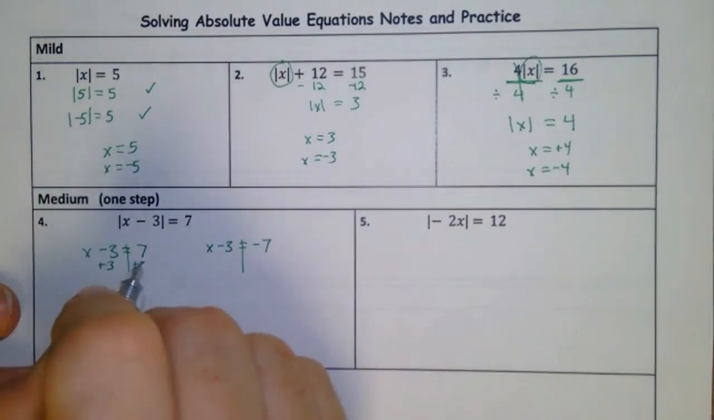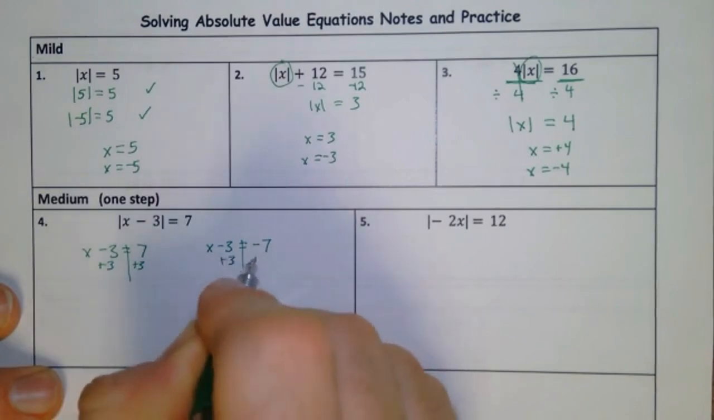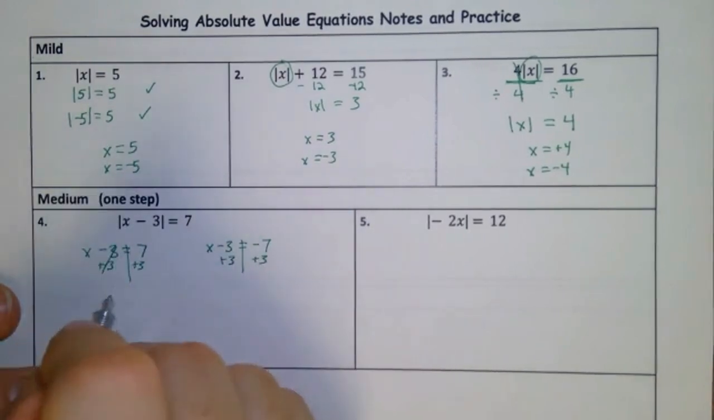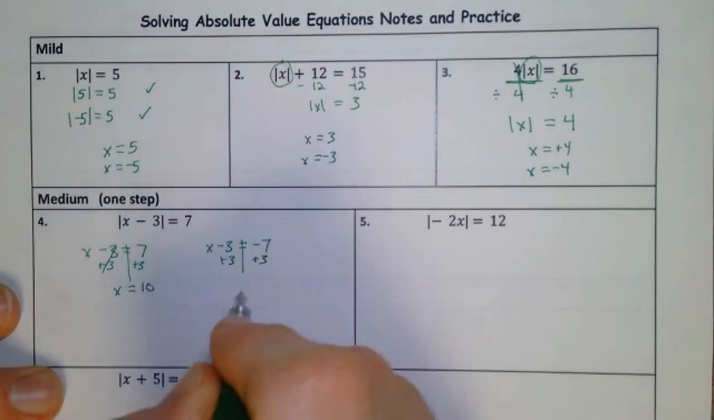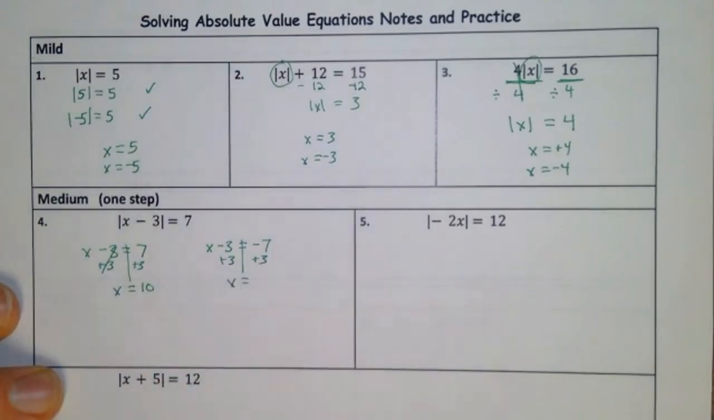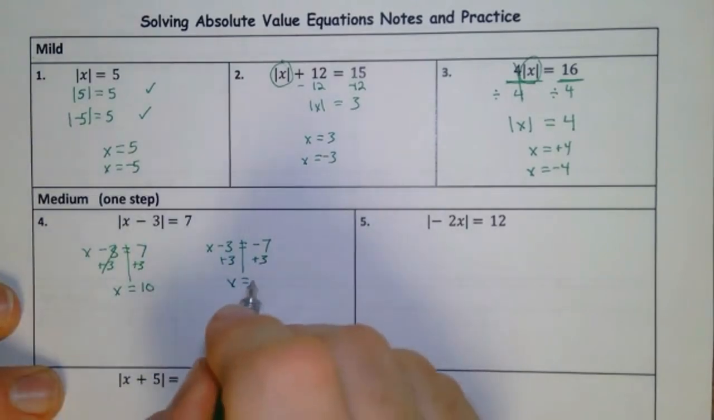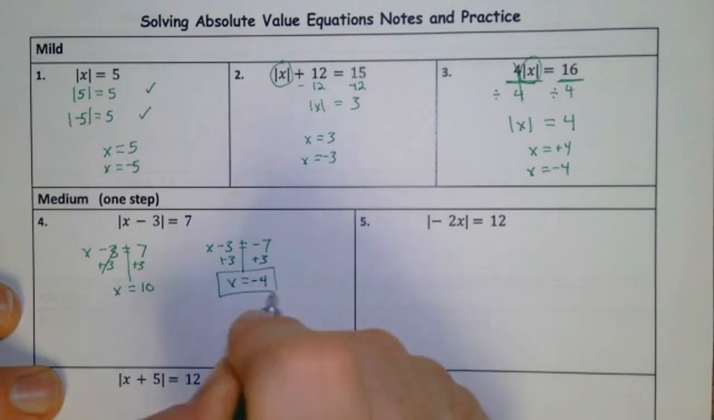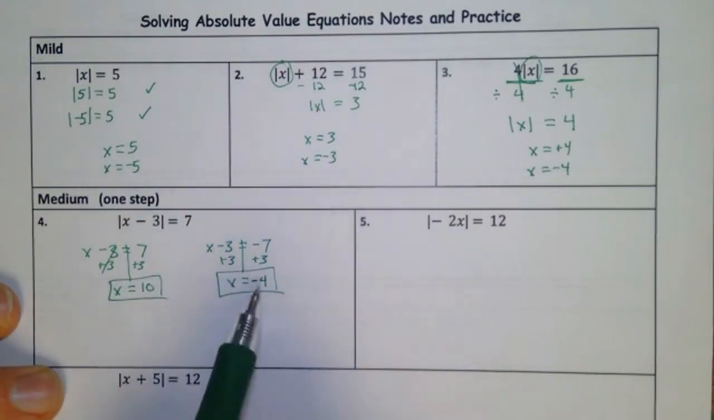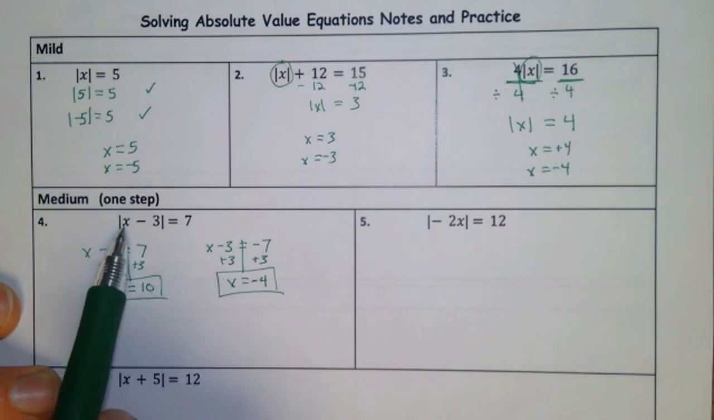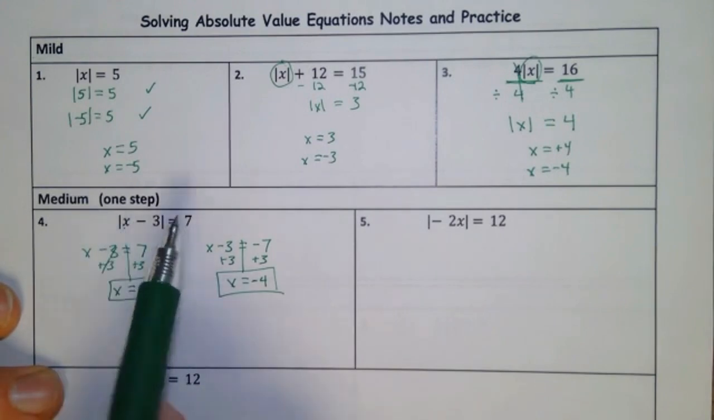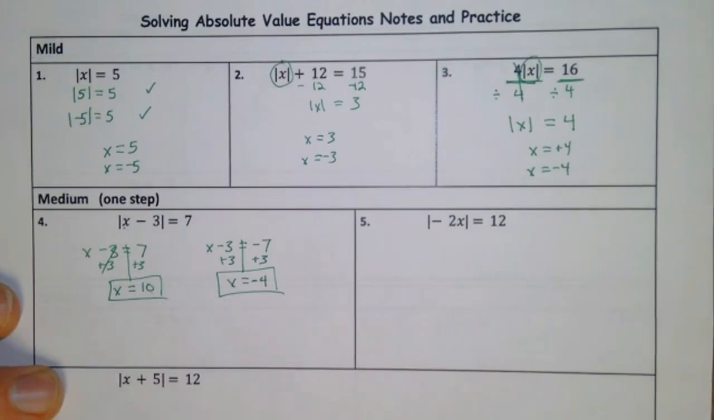What I do to one side, I must do to the other. And it's the same math on both sides. Two different answers, though. 7 plus 3 is 10, but negative 7 plus 3, and again, feel free to use your calculator, is negative 4. Those are the two values that if you were to put in for x, and I take the absolute value of those numbers, I would get the number 7.